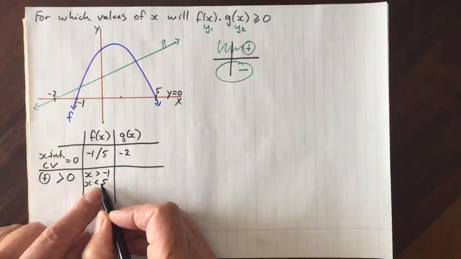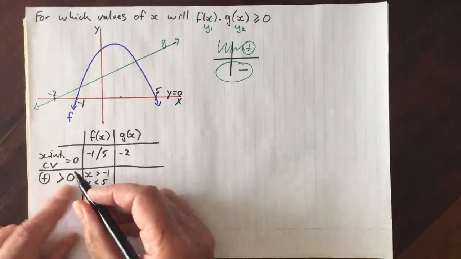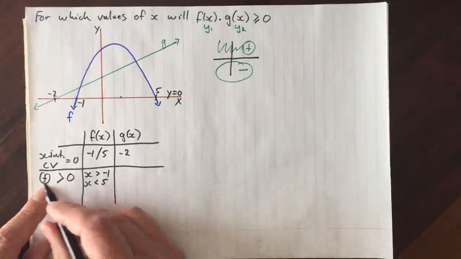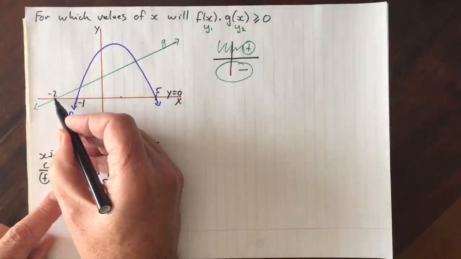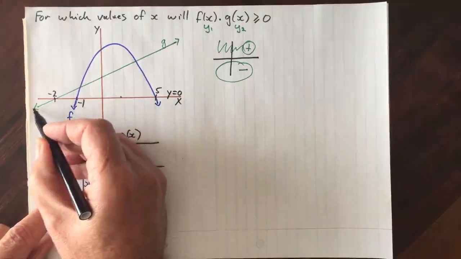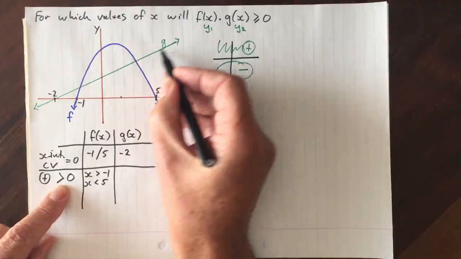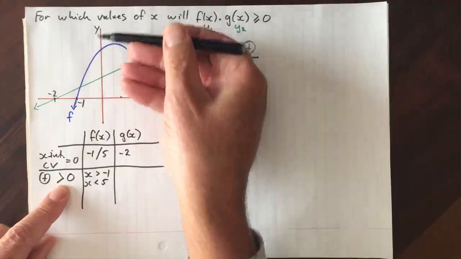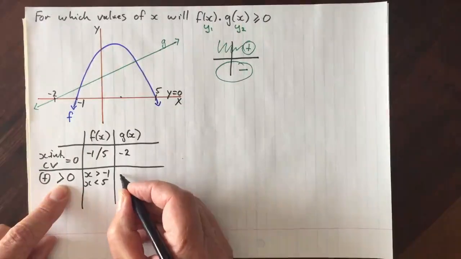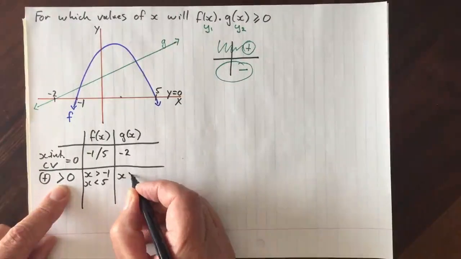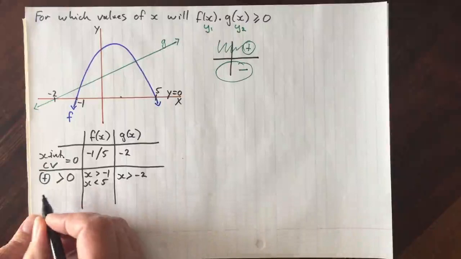Let's do the same with g(x) as well. Where is g positive as well, greater than 0? Well, above the line. So this is my critical value over here. So there it's negative, but there it's positive because it is above my x-axis. So very easy, we just say it's where x is greater than -2, right?